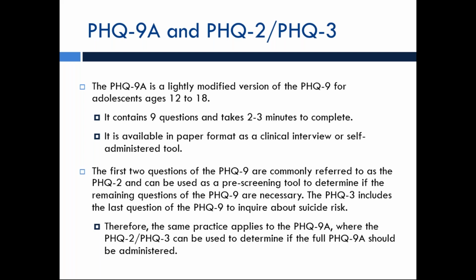The PHQ-3 is the first 2 questions plus the last question, that 9th question, which inquires about suicide risk. I would say it's critical to ask that last question about suicide risk, because if it indicates there are some thoughts about suicide, it would trigger a further screener to find out more about what's going on and further assess the risk. So with the PHQ-3 and the PHQ-2, if they are positive pre-screens, you would go on to the full PHQ-9A in this case.